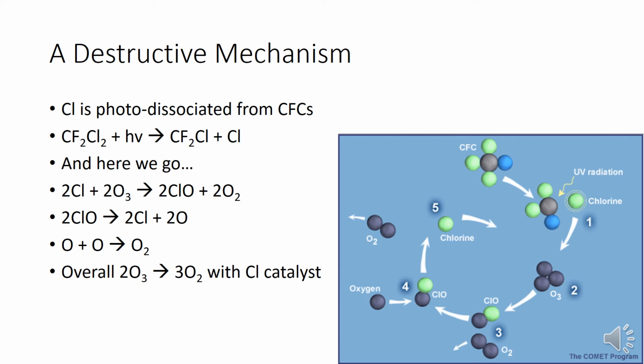When both sides of each mechanism are added and cancelled, we are left with a simple final equation. Notice how chlorine itself is merely an intermediate and not used up. It is therefore a catalyst, and the rate law with chlorine for the first reaction in the mechanism increases with more chlorine. More chlorine from CFCs therefore accelerates the decomposition of ozone.